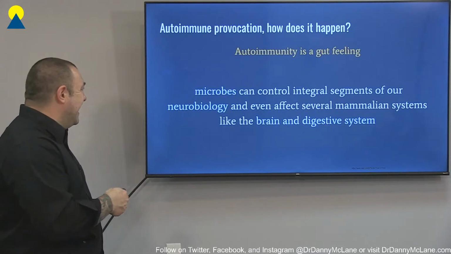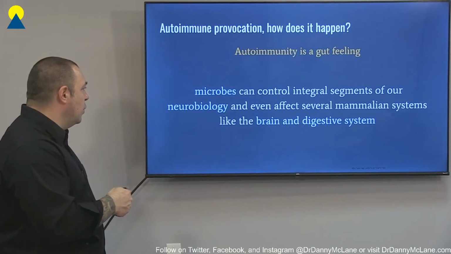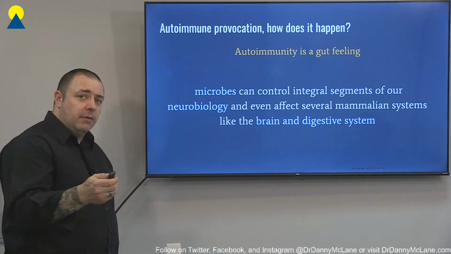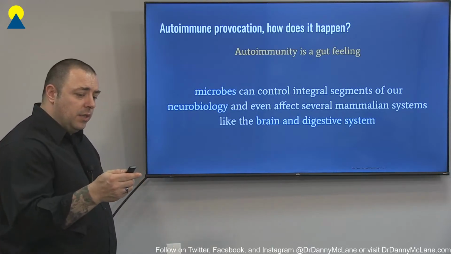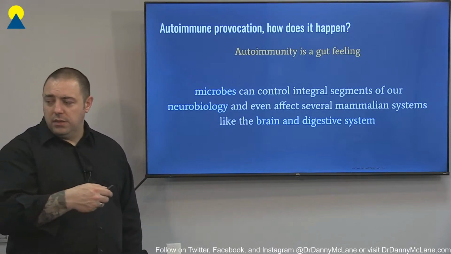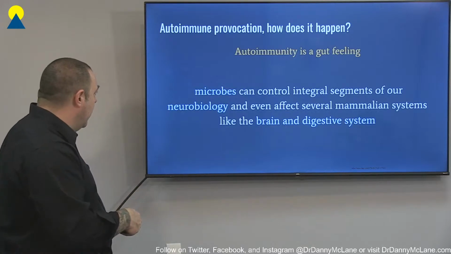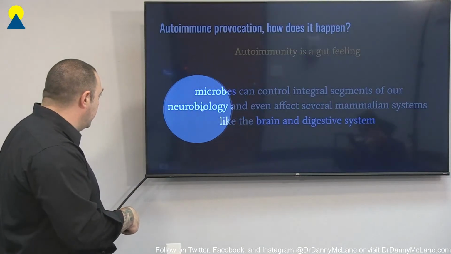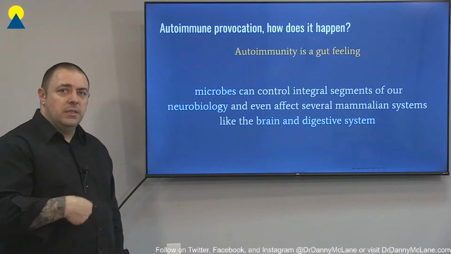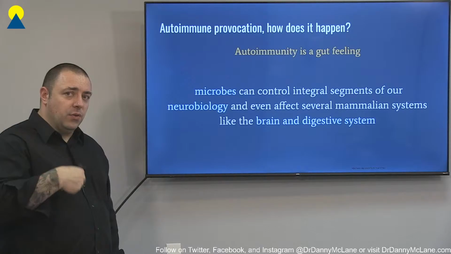Microbes can control the integral segments of our neurobiology and even affect several mammalian systems linked to the brain and digestive system. So there's a bunch of studies, those lipopolysaccharides, there's a bunch of studies where they looked at those and other chemicals created in the gut, such as serotonin, dopamine, and things of the like. And they showed that it controlled the way that your nerves functioned. So this is not just digestive issues. This is now brain regulatory issues.